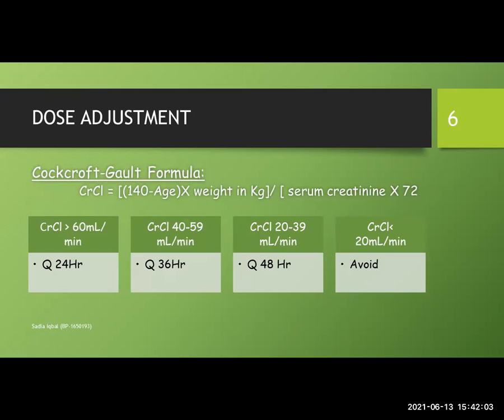Dose adjustment is done after calculating creatinine clearance. Commonly, we use the Cockcroft-Gault formula for calculating the creatinine clearance of the individual. If the creatinine clearance of the patient is greater than 60 ml per minute, then the dosing interval is Q24 hourly. If the creatinine clearance is 40 to 59 ml per minute, then the dosing interval is Q36 hourly. If the creatinine clearance is between 20 to 39 ml per minute, then the next dose is given after 48 hours. In the case where the creatinine clearance of the patient is less than 20 ml per minute, it is better to avoid gentamicin.